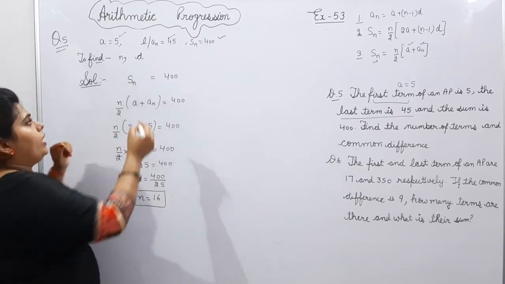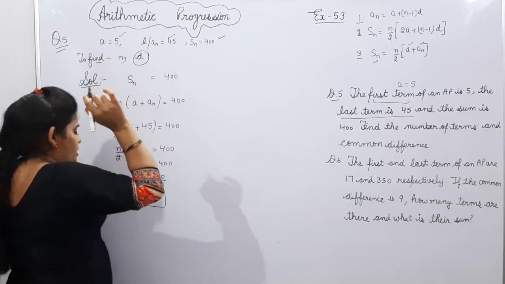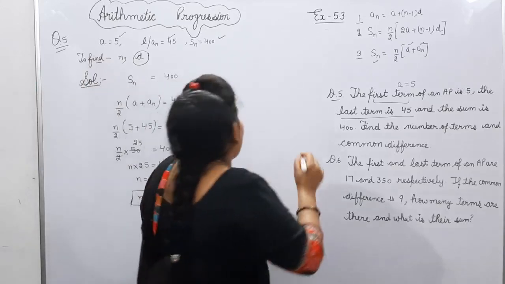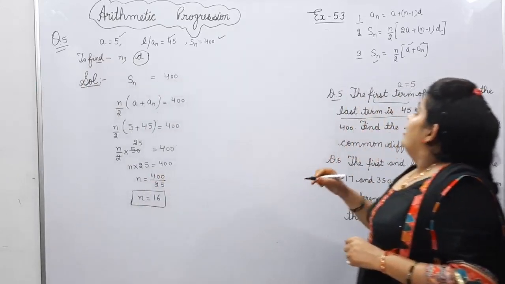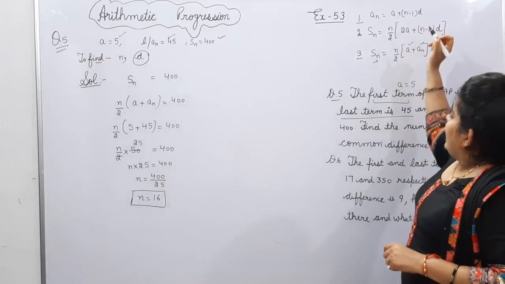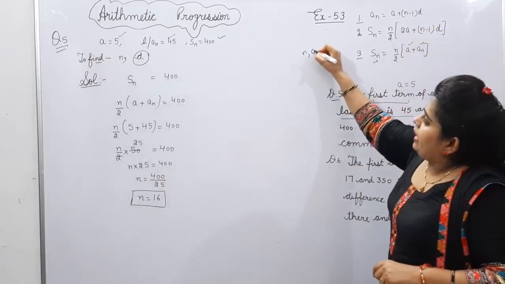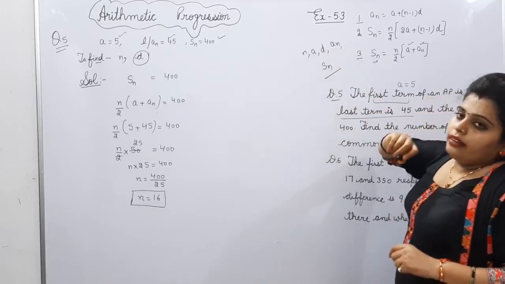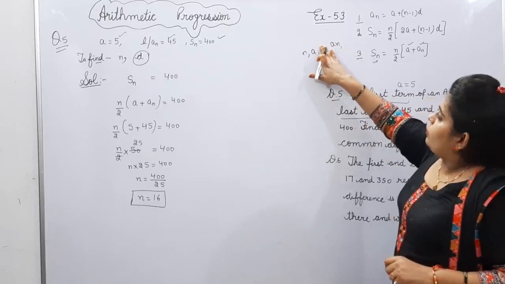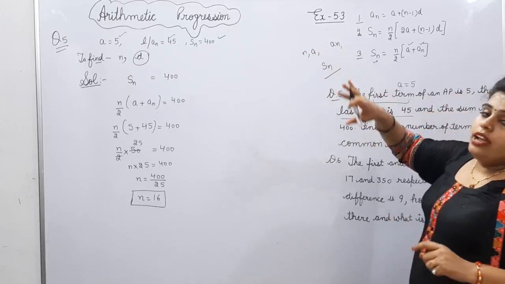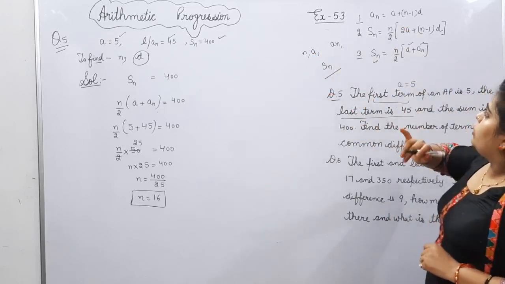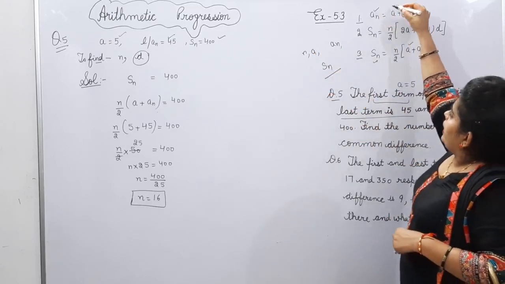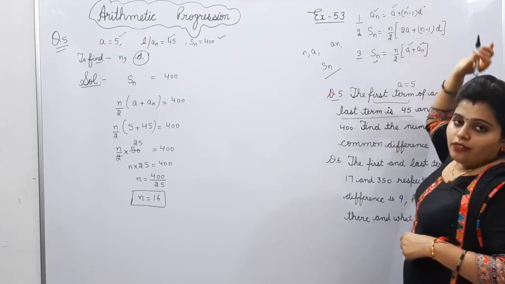Now what we have to find? We have to find this d. Now dear students, हमें n भी मिल गया है, a भी मिल गया है. n मिल गया, a मिल गया, d we have to find, an पता है, sn पता है. Now choose which formula you will use. an पता है, a पता है, n पता है. d easily find out कर सकते हैं.